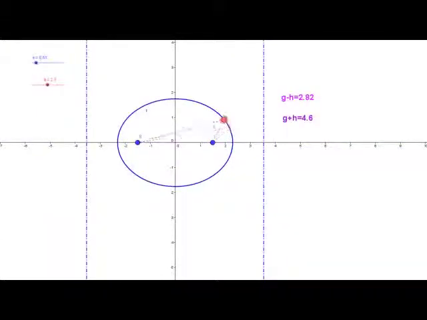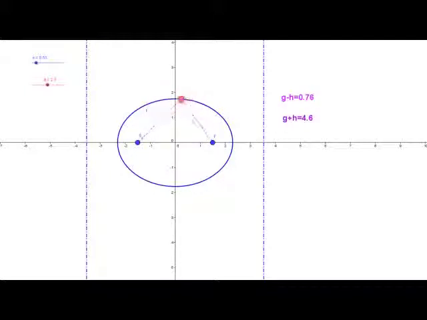Now, I've got the lengths of P to S and F, the foci, are in fact G and H. And you can see here that G minus H is changing quite dramatically if I start moving this. But G plus H is in fact stable at 4.6 at the moment. This is obviously one of the properties of ellipses: the sum of the focal lengths to that particular point is constant.